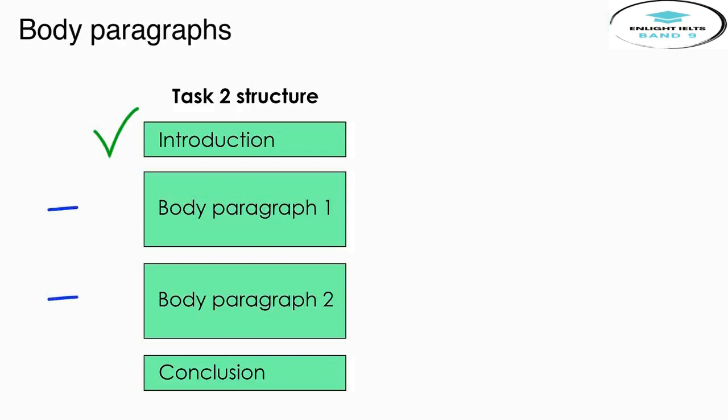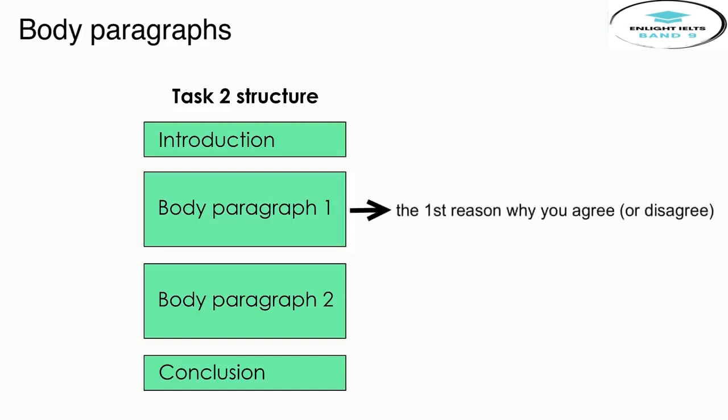Now we move on to the body paragraphs. For agree-disagree questions, it's good to structure your body paragraphs in the following way. In body paragraph 1, write the first reason why you agree or disagree, or in other words, write the first supporting point of your opinion. And in body paragraph 2, write the second reason why you agree or disagree, your second supporting point.